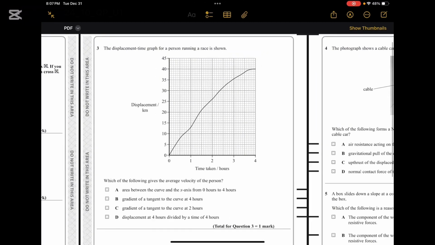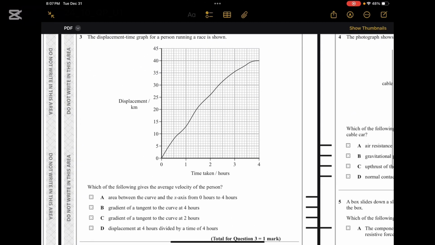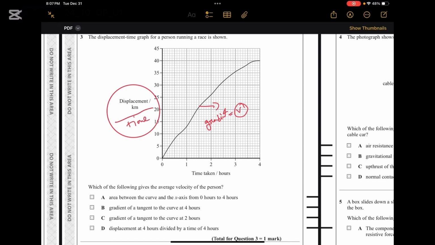Now moving forward to question number 3, what they have written is: the displacement time graph for a person running a race is shown. So this is the displacement time graph, and we know the gradient of this graph will give us the velocity, because gradient means displacement divided by time. When you divide displacement by time, you get the velocity. So gradient will give us the velocity. Which of the following gives the average velocity of the person? So they have asked us to find the average velocity.